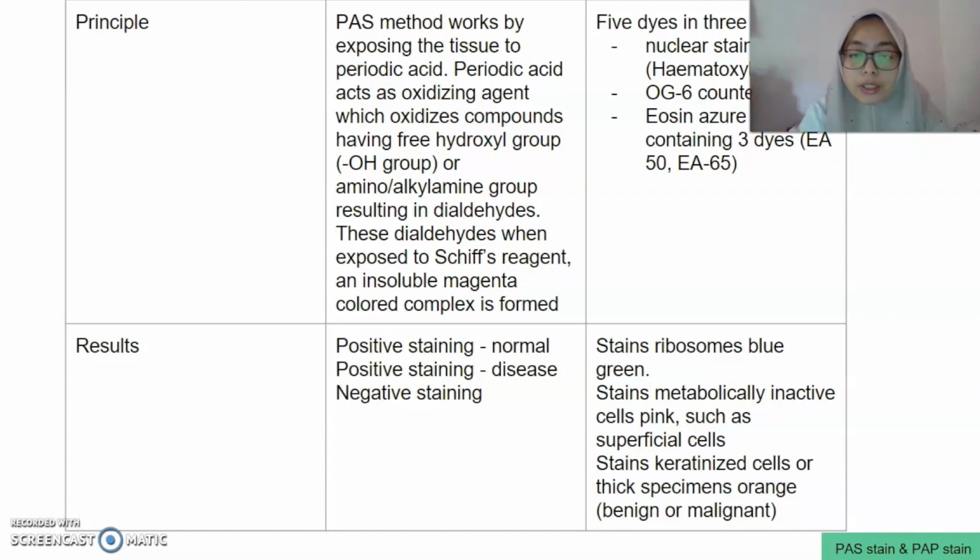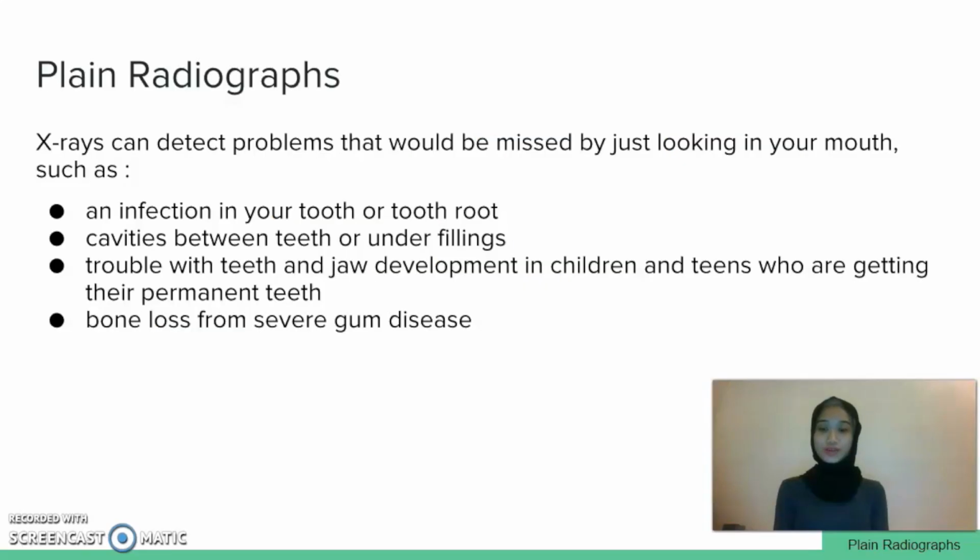As for the result for Papanicolaou stain, it stains ribosomes blue-green, it stains metabolically inactive cells pink, such as superficial cells, and it stains keratinized cells or thick specimens orange, which can indicate benign or malignant lesions. Alright, so we move on to plain radiographs.